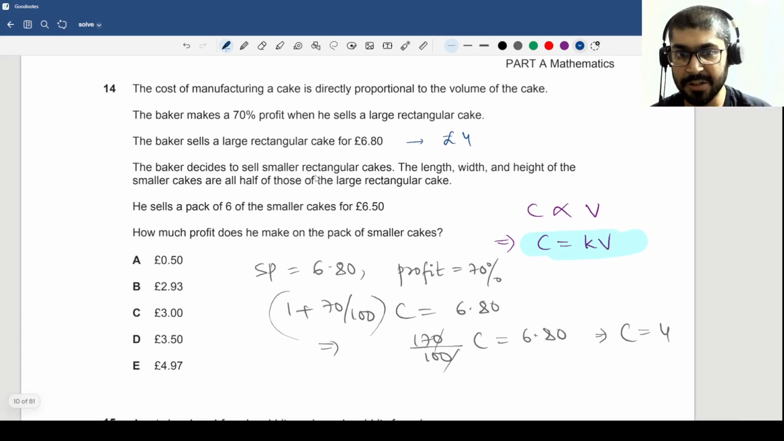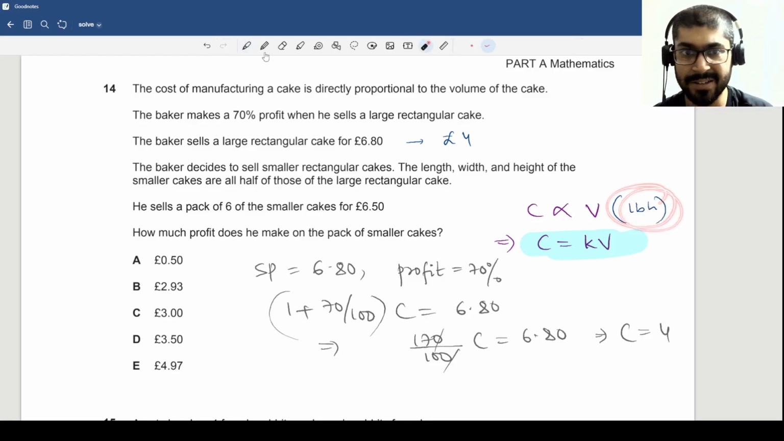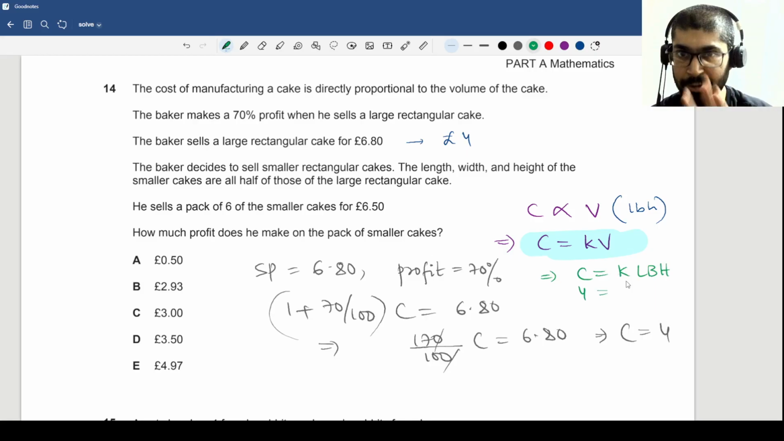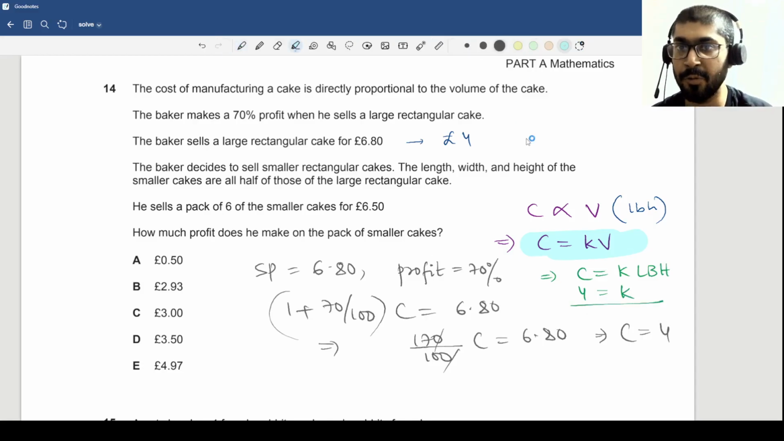Now the baker decides to sell small rectangular cakes. Remember, this V was made up of L, B and H, that is the volume of the cake. So I can just write C is equal to K L B H. C is equal to 4. So here we can take the length, breadth and height all to be 1. Bear with me, you will know why I took it as 1. So K into 1, K becomes 4. Remember this, K is equal to 4. Now we are going to use this in the next part of the problem.